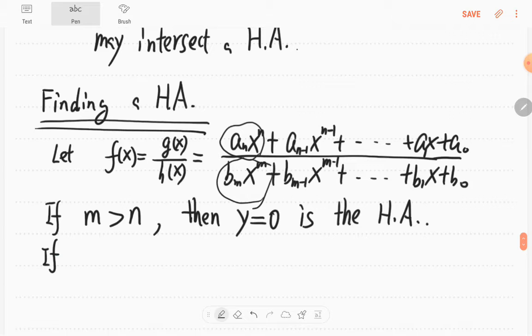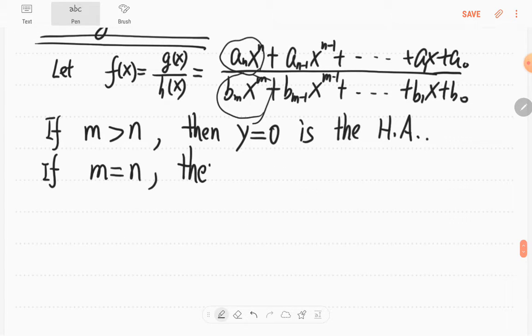If m equals n, we can cancel out x to the n and x to the m. They are the same thing, right? So we only have an over bm. This is a constant. No matter how large x is, it always stays at this value, right? So the function value is always close to this value. So y equals an over bm is the horizontal asymptote.